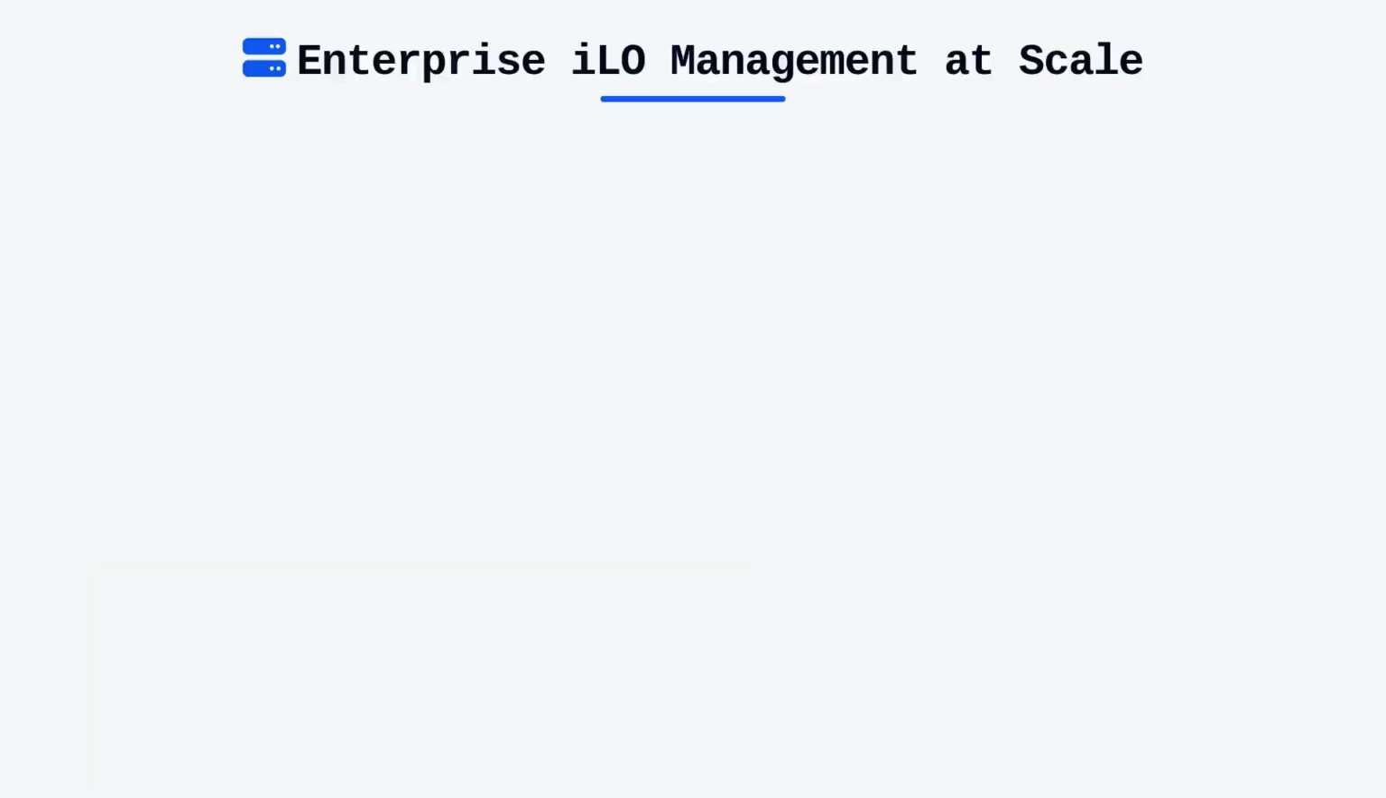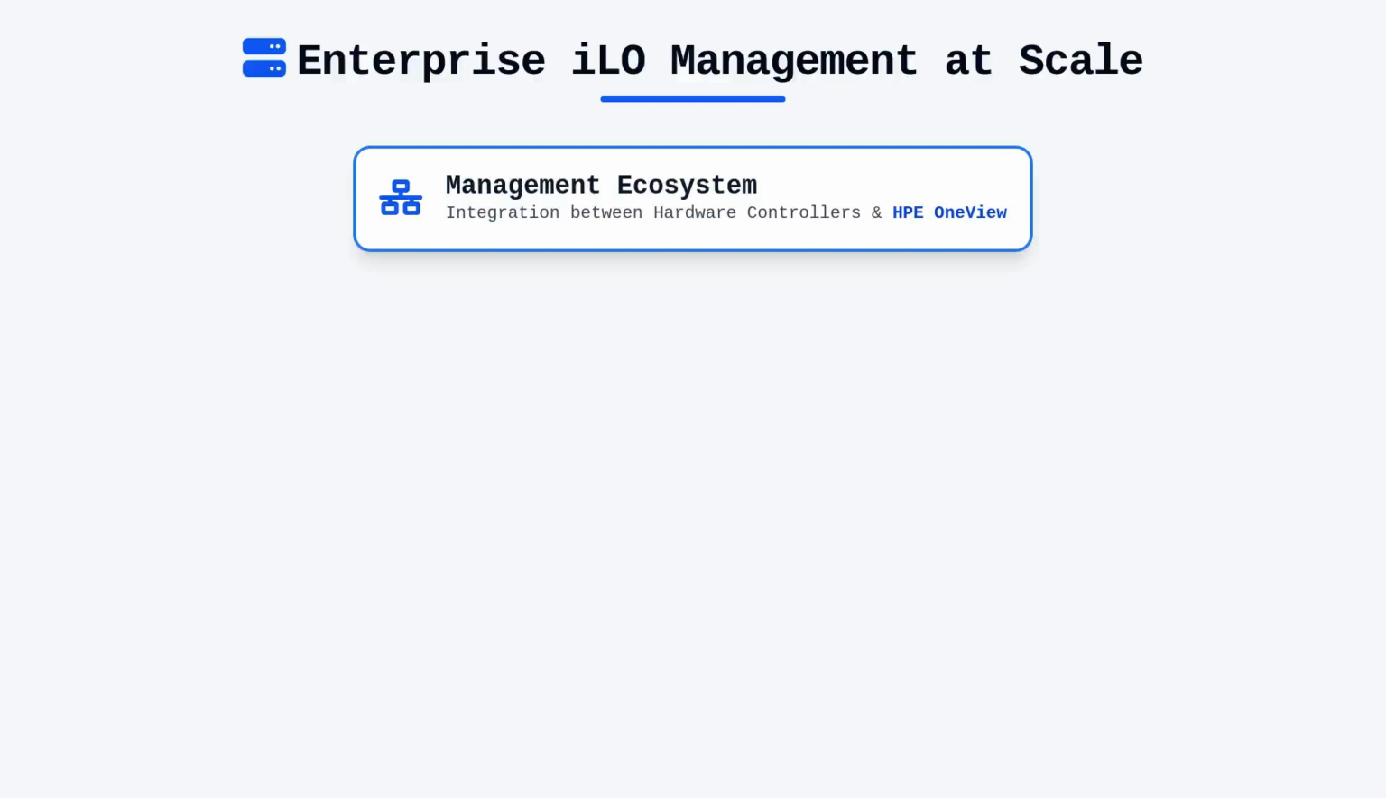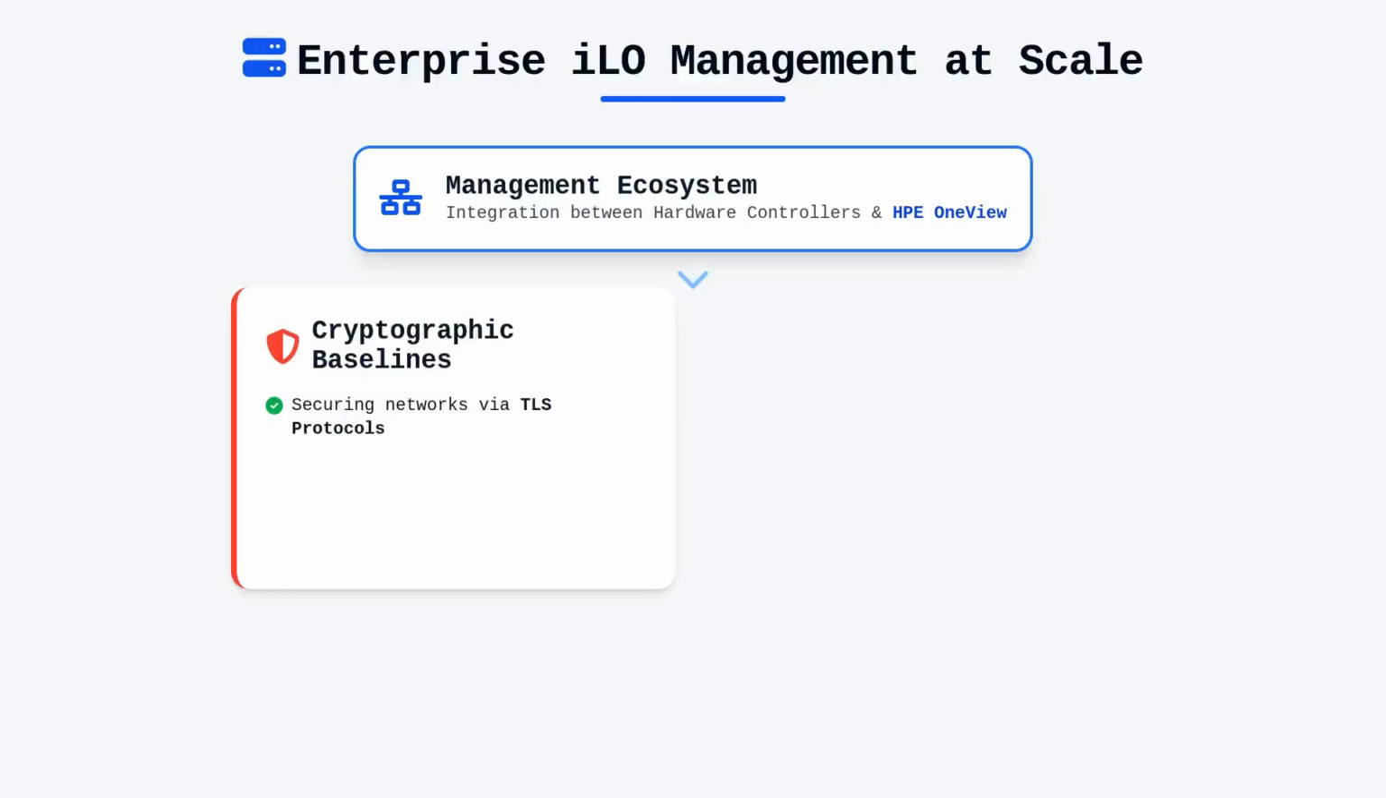To effectively manage iLO at scale, one must understand the interaction between hardware-level controllers and the broader management ecosystem, such as HPE OneView. The configuration of iLO involves establishing cryptographic baselines, which involves securing the management network through TLS protocols and managing security certificates effectively. Failing to enforce these baselines can create significant vulnerabilities, particularly in scenarios where remote access is permitted across site boundaries.